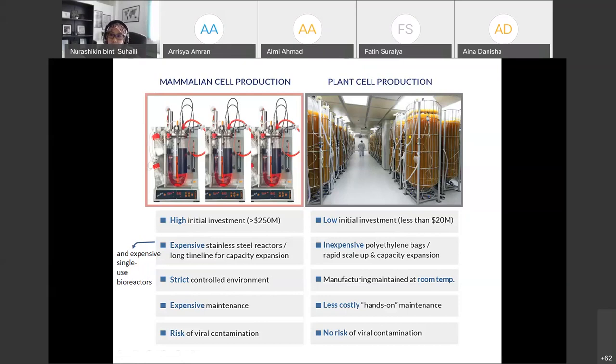And that's why the therapeutic proteins, the vaccines, the drugs are expensive, because the cost of production is not cheap. Strict control environment, expensive maintenance. It's not just about the initial investment on the equipment, but also the maintenance.